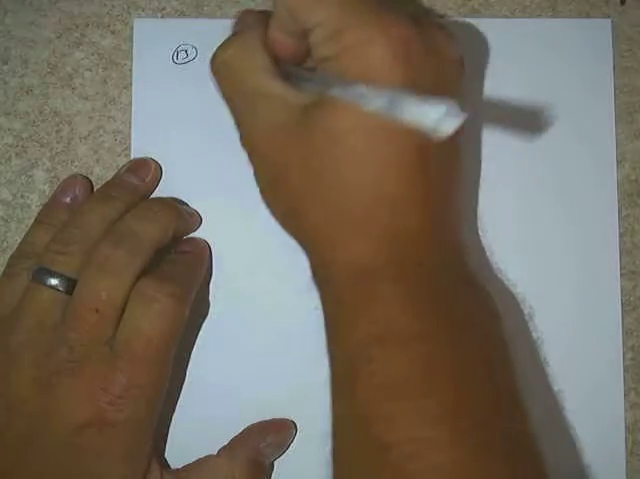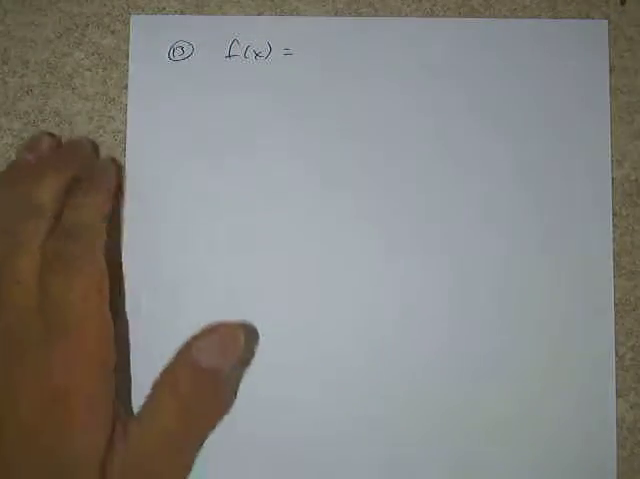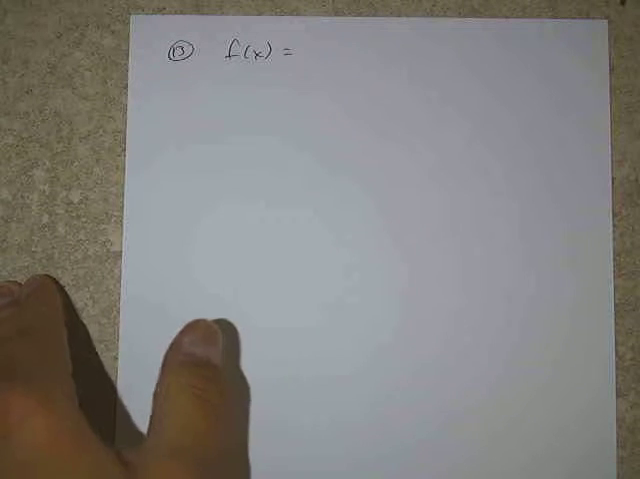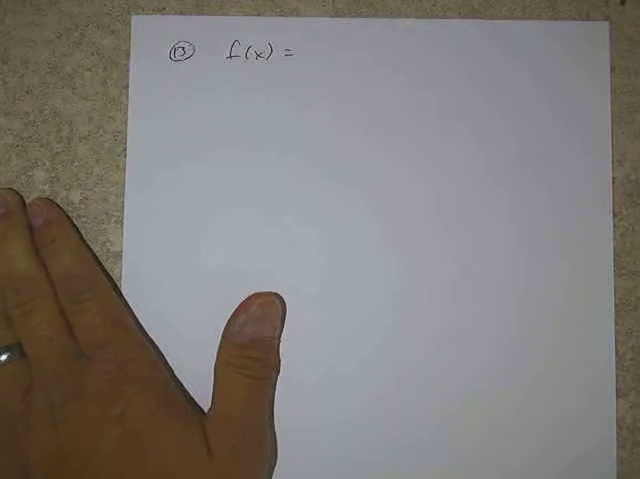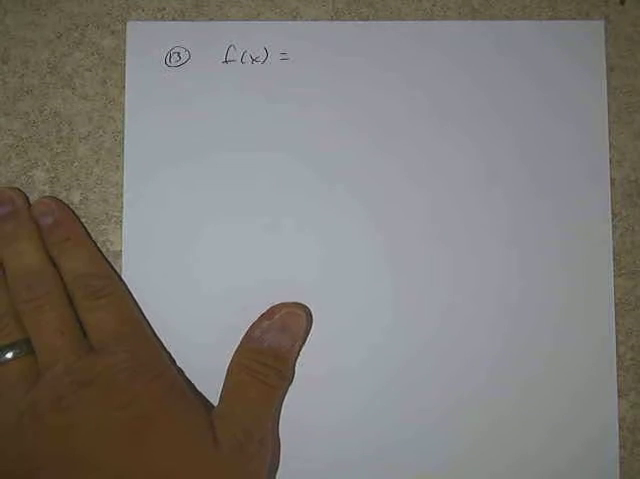Number 13, we have the average rate of change. Again, the average rate of change is a matter of calculating a slope. So as soon as we see that average rate of change, the first word that should come to mind is slope. Okay? It's just a slope.